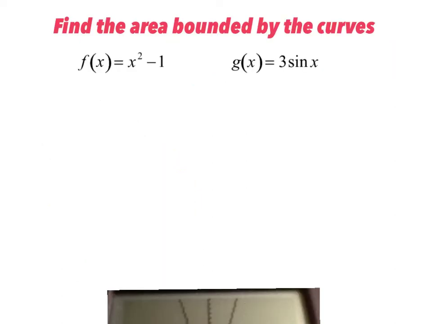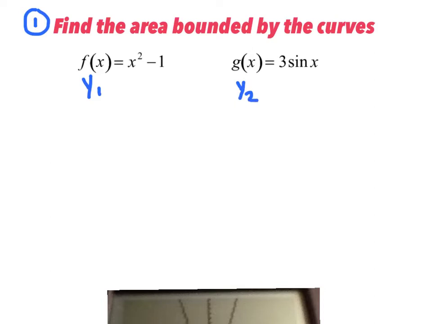Question number 1. Find the area bounded by the curves f of x equals x squared minus 1 and g of x equals 3 sine x. Okay, now I know you can sketch them out, but you don't need to do it by hand. We're going to throw them in the calculator. I'm going to put this one in y1, and I'm going to put this function in y2.